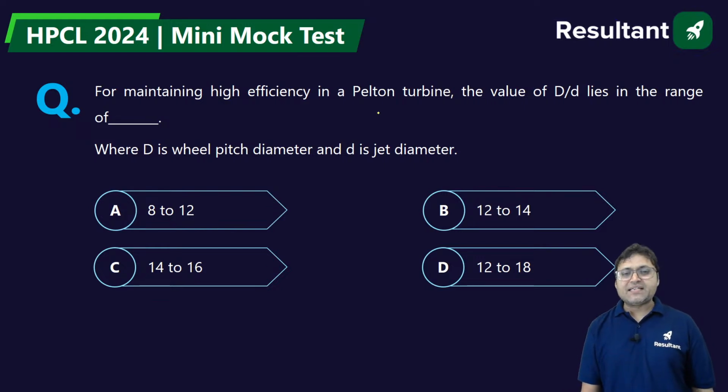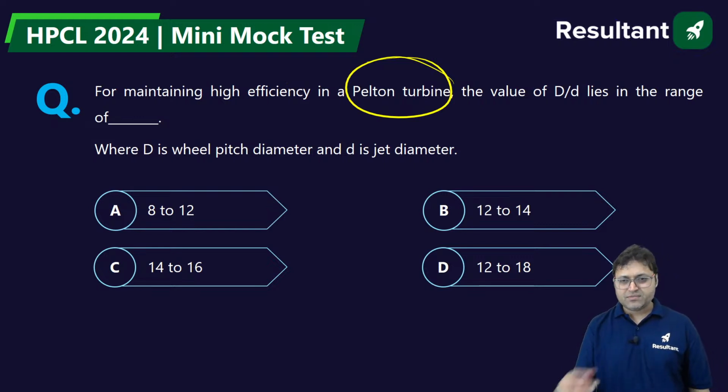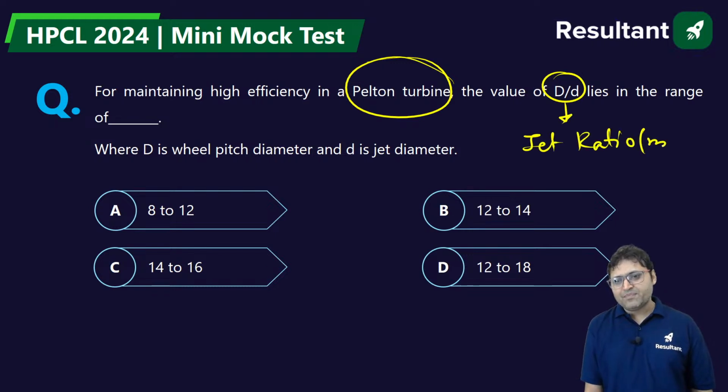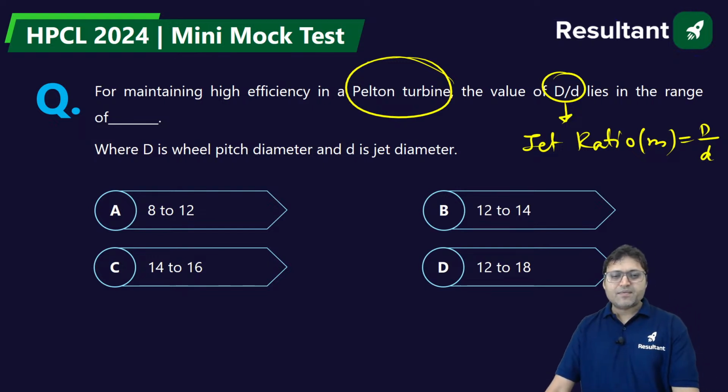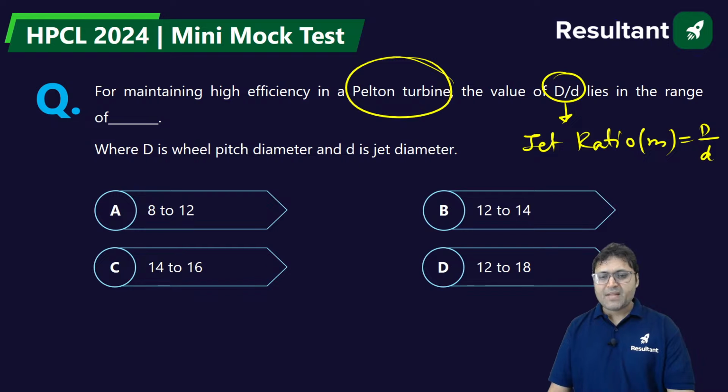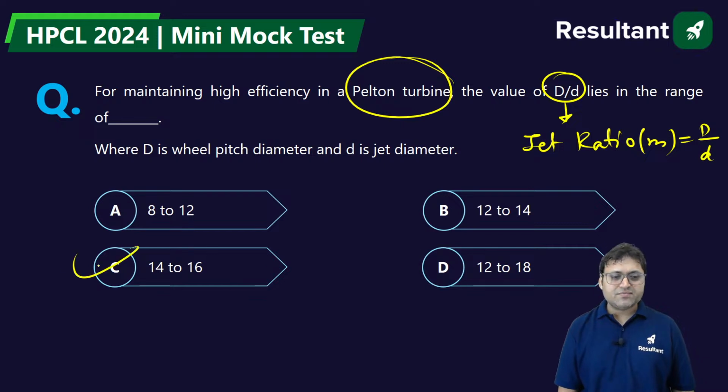The next one. For maintaining high efficiency in a Pelton turbine, the value of capital D by small d lies in the range of, again a theoretical question. Capital D by small d is known as jet ratio. Capital D is the wheel diameter, small d is the diameter of the jet. This ratio lies between 14 to 16. The jet ratio is between 14 to 16.